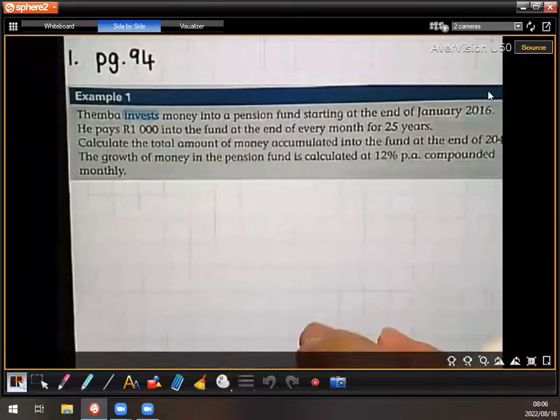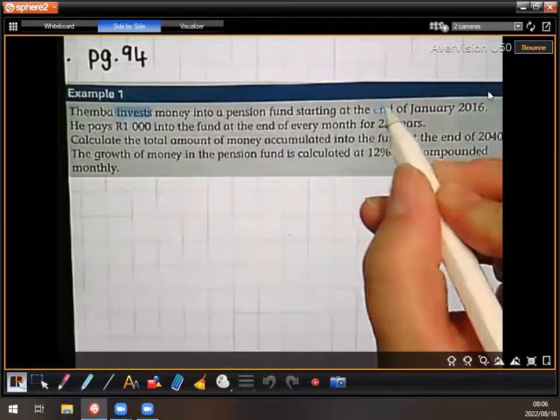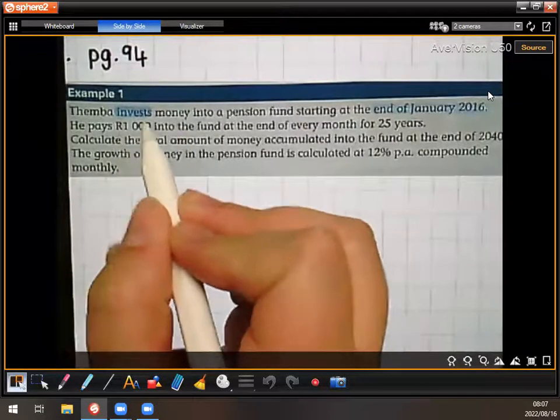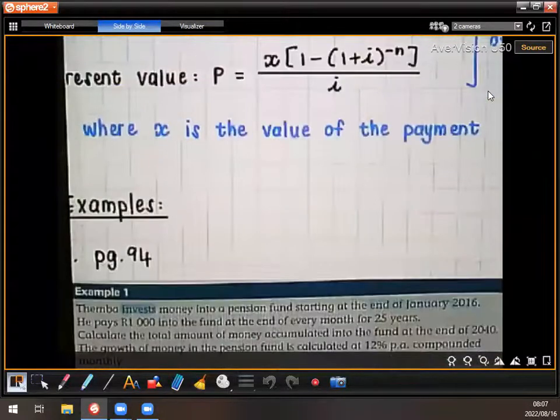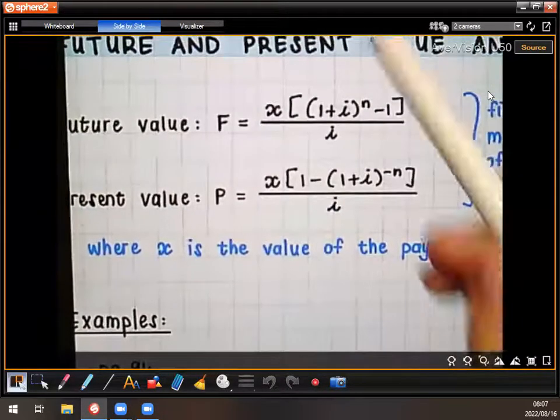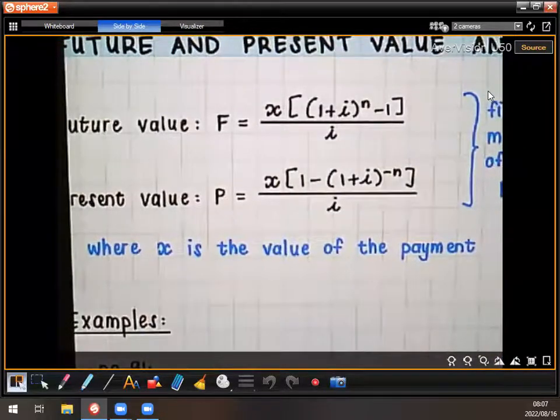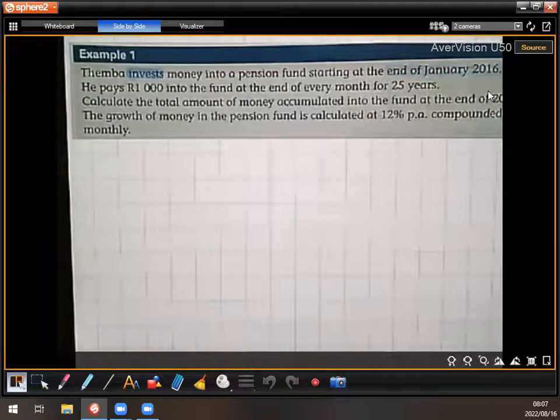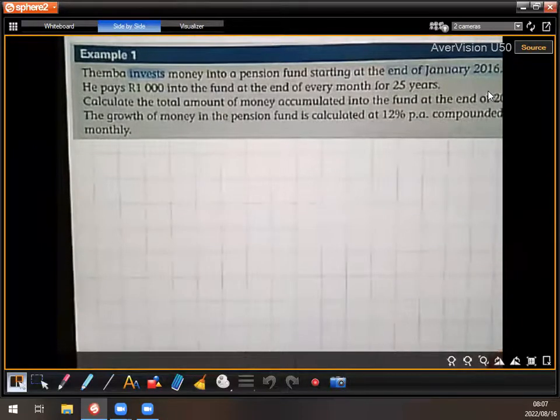Then they're saying, starting at the end of January. Okay, so the end of the month, we pay 1,000 Rand into the fund at the end of every month for 25 years. So that's our X value, right? Remember now, in these two formulas, we have a variable that we haven't had before, which is X. And X is the value of that payment that the person is making, every month in this case, so X is going to be 1,000 Rand. They're asking us to calculate the total amount of money accumulated into the fund at the end.